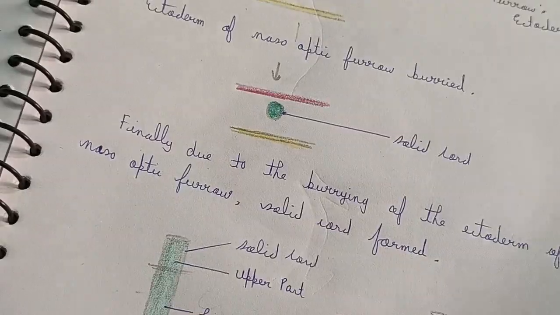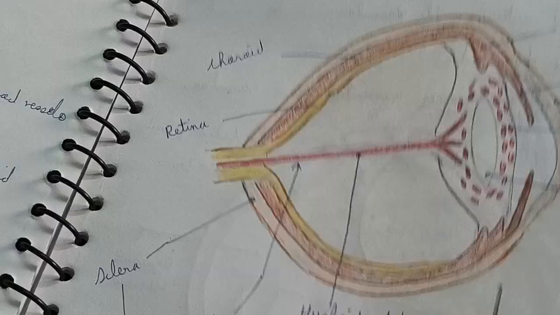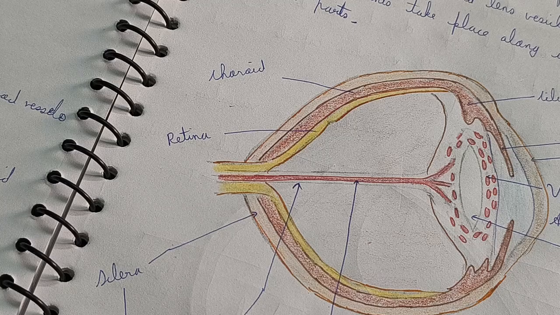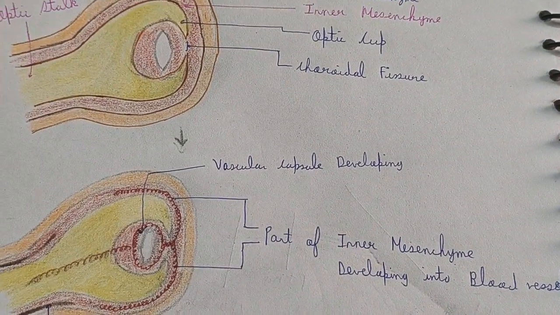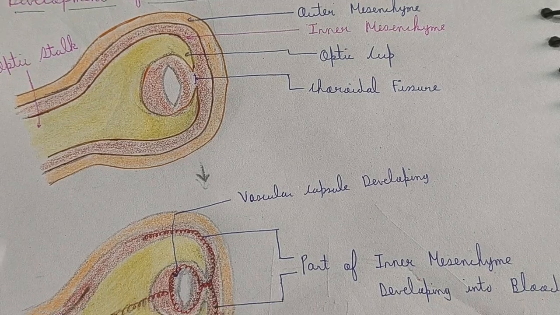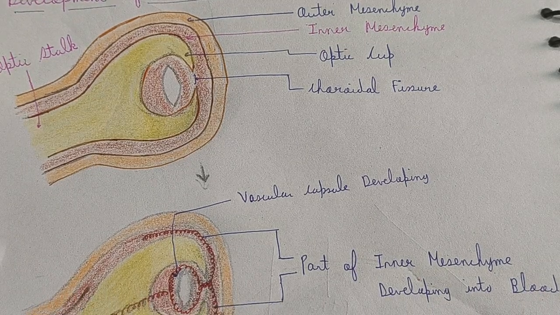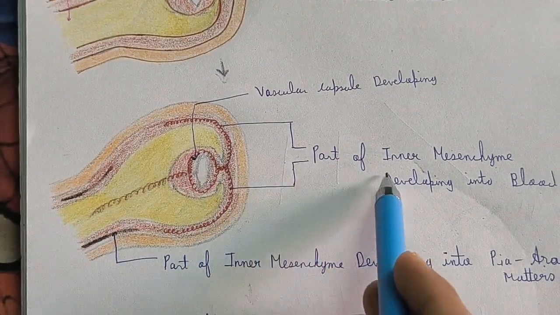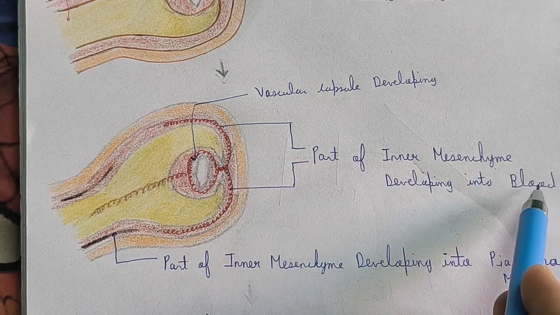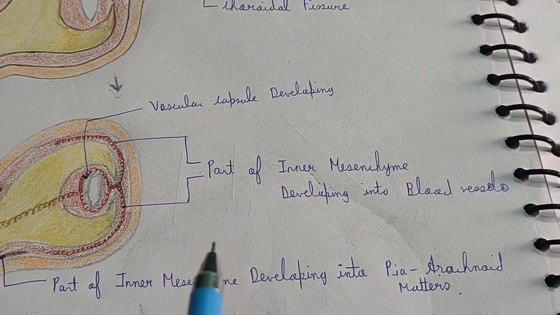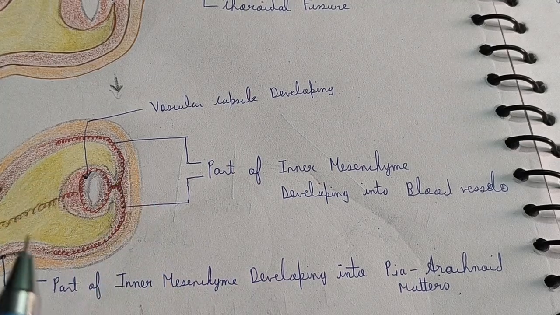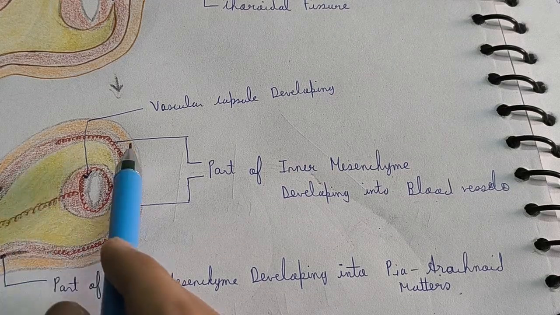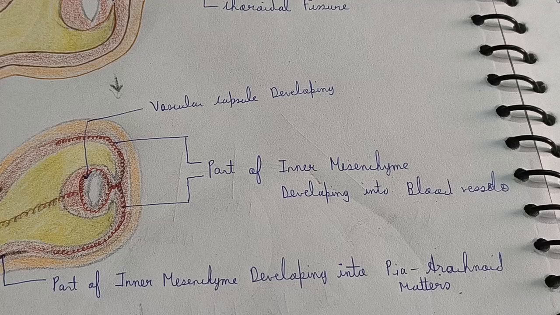Now some important questions. You have to know the origin of the blood vessels of the eye. All these blood vessels, like the blood supply to the retina and choroid, are formed from the inner mesenchyme, the part of inner mesenchyme developing into blood vessels. Therefore all the blood vessels of the eye are mesodermal in origin, because inner mesenchyme is also mesoderm.